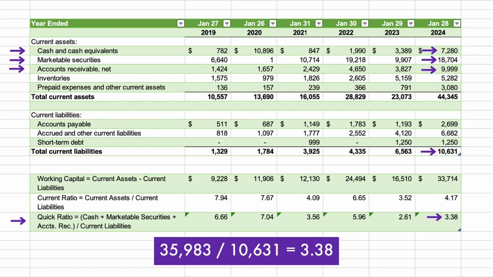Once again, that number is pretty high if we're looking at just a general rule, but once again, this could depend on the industry. But overall, that means for every dollar that they have in current liabilities, they have $3.38 in quick assets in order to pay those current liabilities off. So that's a pretty good deal in regards to how safe it is. It's not risky in the short term because it's able to pay off its short-term obligations.